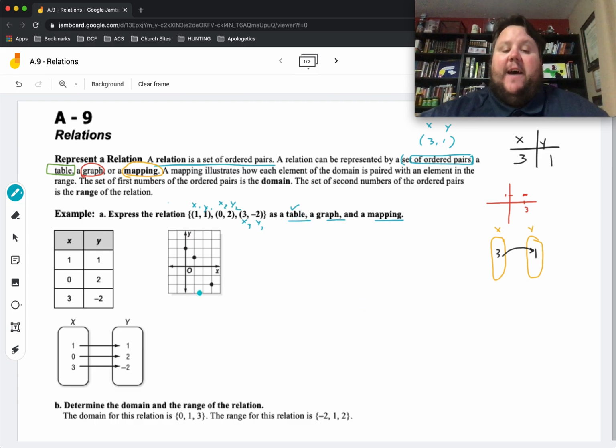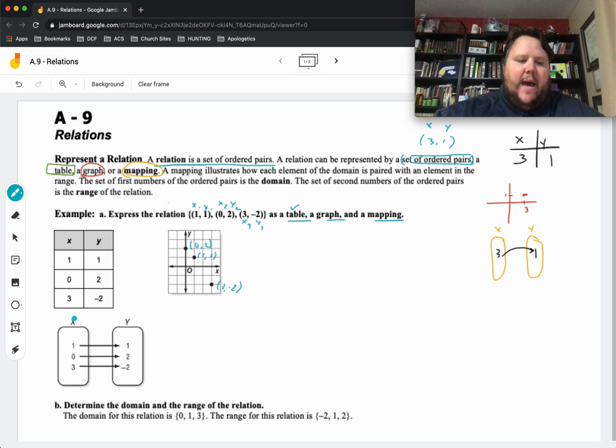Now we're going to look at a graph. A graph just means you're going to plot all those points. So (1, 1) is right here. And then you have (0, 2): 0, up 2. And then we have (3, -2): 1, 2, 3, then down 2. So this is a relation, it's all showing up. And then the mapping.